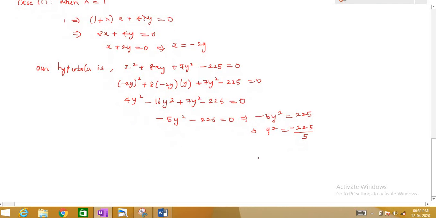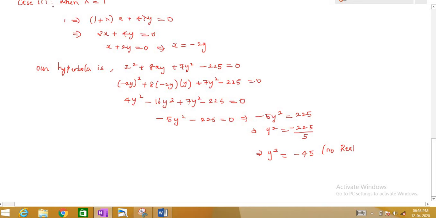So this means y square is equal to, what? Minus 45. This is not possible, right? So no real solution exists. So we need to find the real distance between them. Distance between 2 points will always be a real number, but we have to square a number, and we should get a positive term.